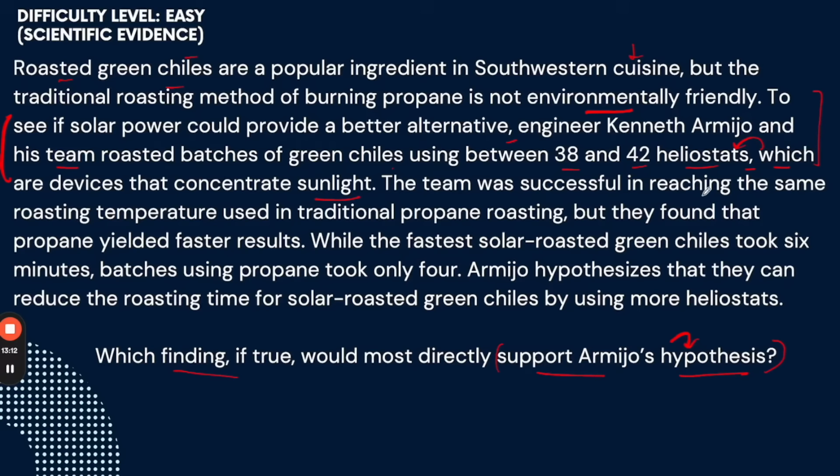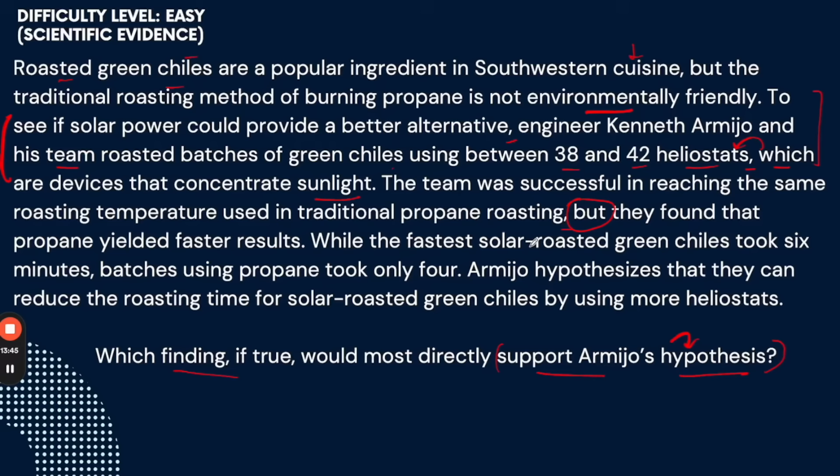The team was successful in reaching the same roasting temperature used in traditional propane roasting. Take a pause again. So when the team tried using 38 and 42 heliostats to roast the green chiles, they were able to successfully reach the same roasting temperature as they reached in traditional propane roasting. But something is changing here, right? So whenever you see a contradictory word coming up, pay extra attention because the plot is going to change.